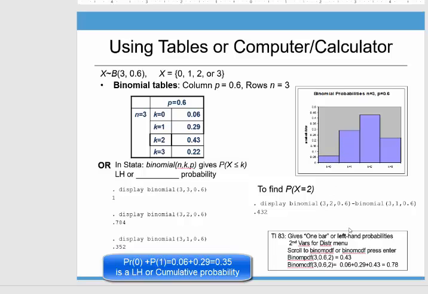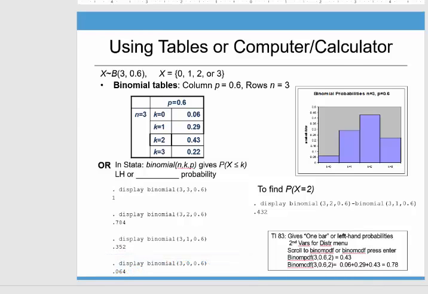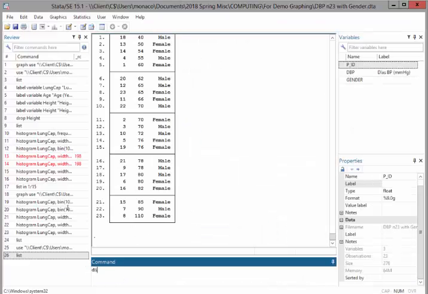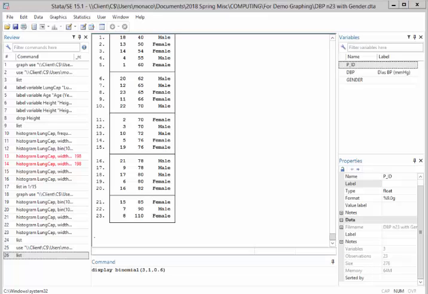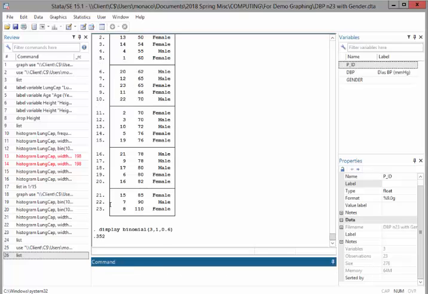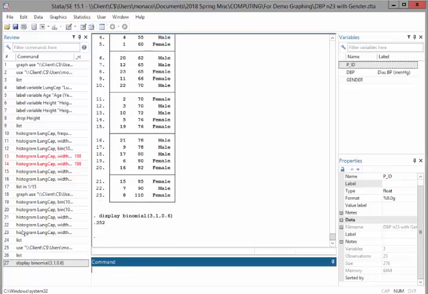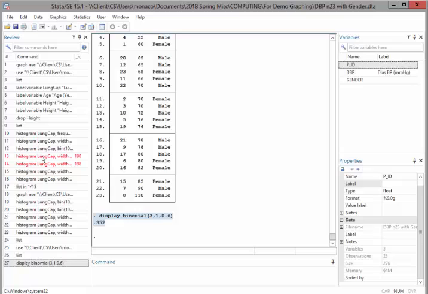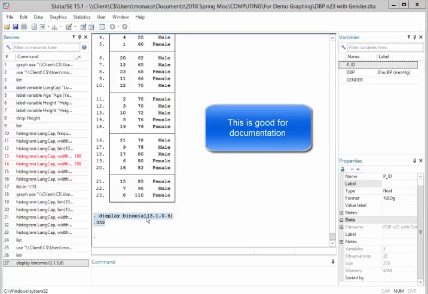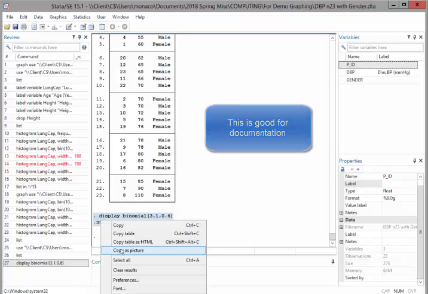So let me show you how it works in Stata. I just type in display binomial(3,1,0.6) and hit enter. And that's going to give me the results. Here I know the probability of 1 or fewer people surviving if n is equal to 3. If I wanted to copy this into some kind of document, like for my homework or to remember it, I could copy it as a picture, let's say.